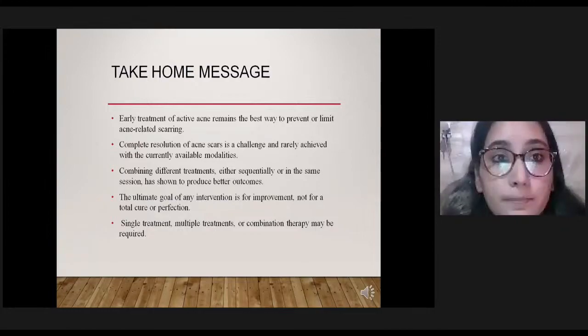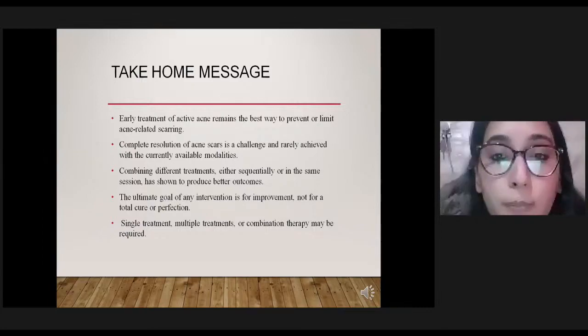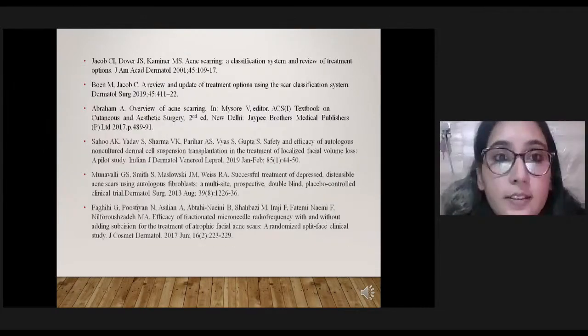Take-home message: early treatment of active acne remains the best way to prevent or limit acne-related scarring. Complete resolution of acne scars is a challenge. Combining different modalities produces better outcomes. The ultimate goal of any intervention is improvement, not a total cure or perfection. Single, multiple treatments or combination therapy may be required. These are my references.